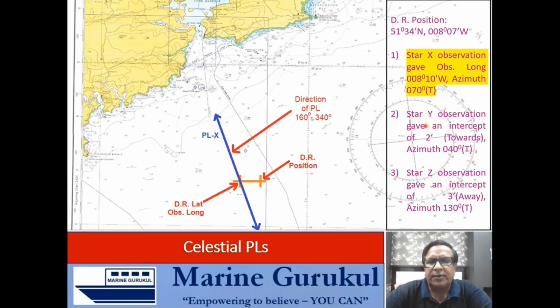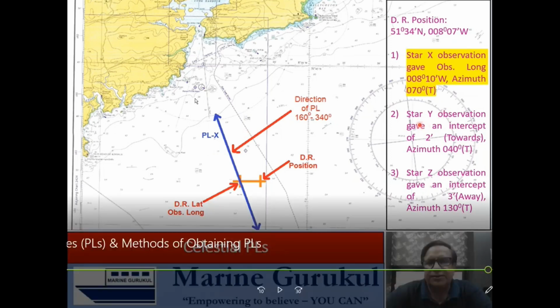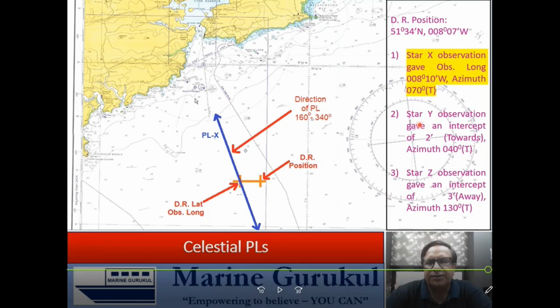Let's look at the next example. So this long by chron is clear, beta, plotting of the PL.